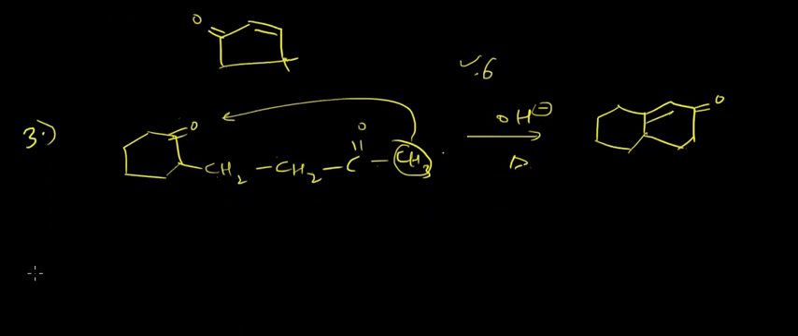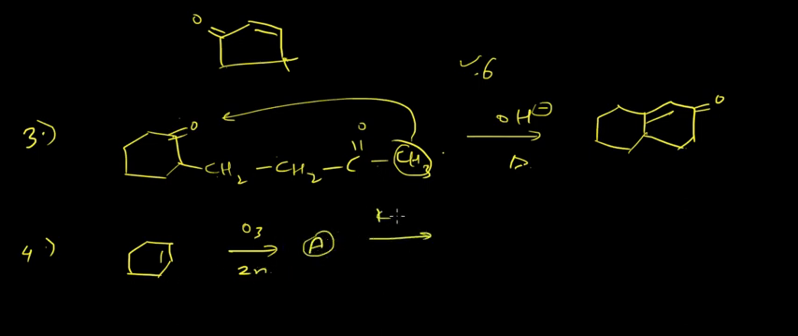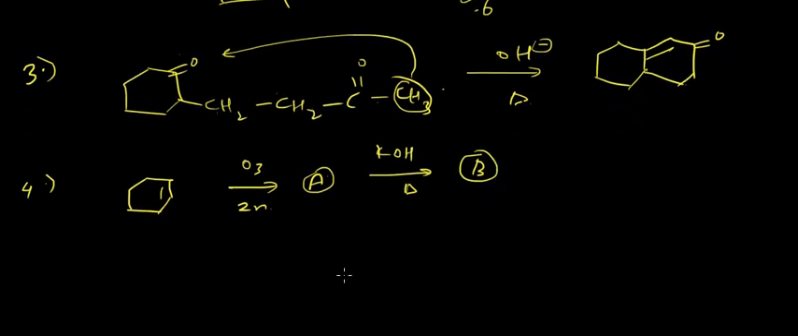Let's look at the fourth example, where we have this compound. We first treat it with O3 in the presence of zinc to get compound A, which on treatment with KOH and heating gives product B. We have to identify the unknowns. What will product A be? We have done so much practice on this. Product A would be something like double bond O here and double bond O here. Product B: both are aldehyde groups.